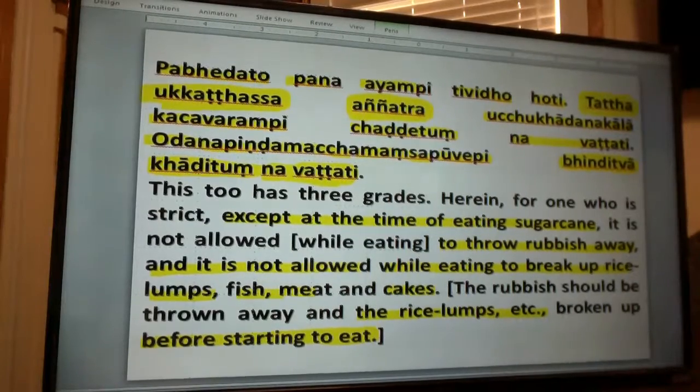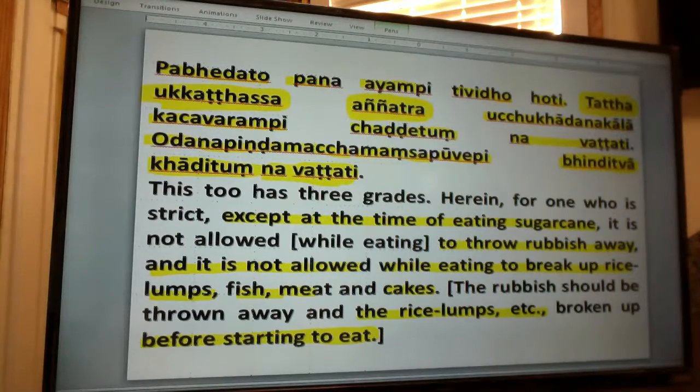So before starting to eat, breaking is okay, or before eating, throwing the rubbish away is okay. But while eating, to throw the rubbish and break up the rice, lamb, fish, meat and cake is not allowable. That means the strict one is very strict. Before eating, something is prepared; after the eating, during eating, one cannot throw away the rubbish or the like. That kind of practice should we follow for the strict one.